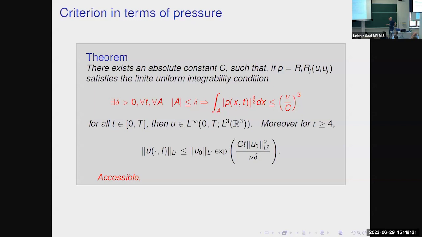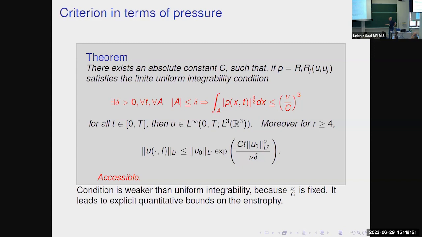So this is accessible because it implies other powers, powers larger than 3. Once I have this power 3/2, I can go to UL3, and I know that this is the Ladyzhenskaya-Prodi-Serrin condition. I know how to compute from here the bound, and I get everything expressed. So it's accessible. The condition is weaker than uniform integrability because this is a fixed number. I don't get a delta for every epsilon. I have the delta for this epsilon that I need, okay? So it leads to explicit quantitative bounds.